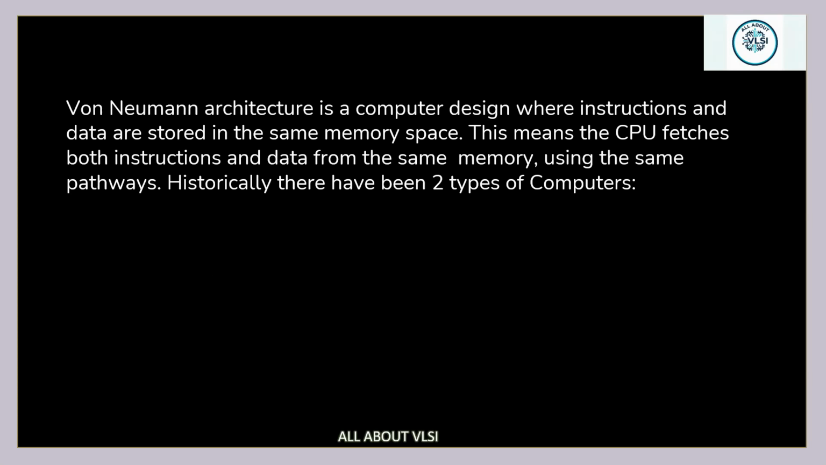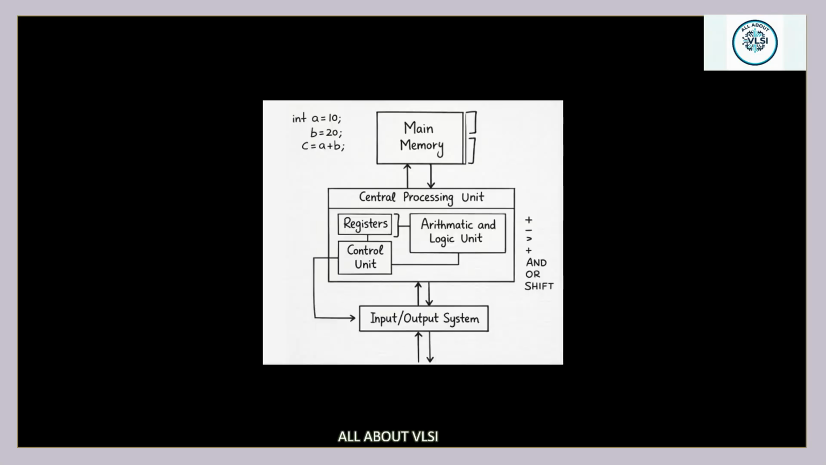One is the von Neumann architecture, which is a very famous architecture. It's a computer design where instructions and data are stored in the same memory space. What we mean by an instruction, we have already discussed in our previous sessions, right? And what do we mean by data? Data is nothing but your raw data, your information, right? So that instruction as well as data is stored in the same memory. That means our CPU is going to fetch both the instructions and data from the same memory using the same pathways. So this is what is meant by this.